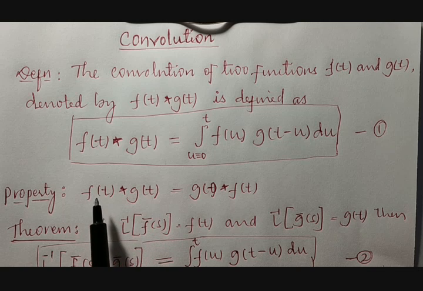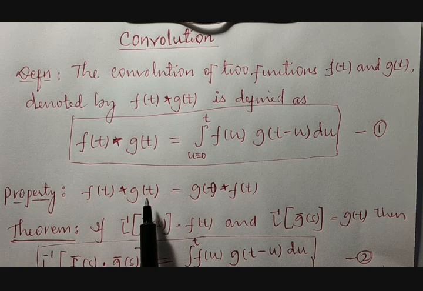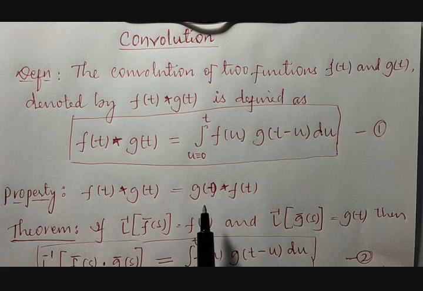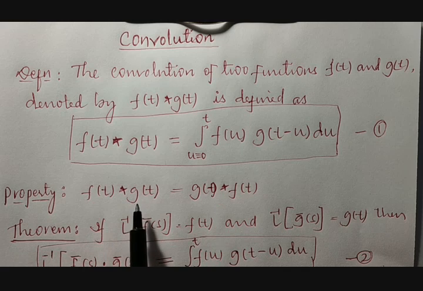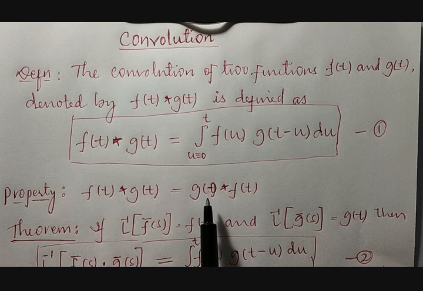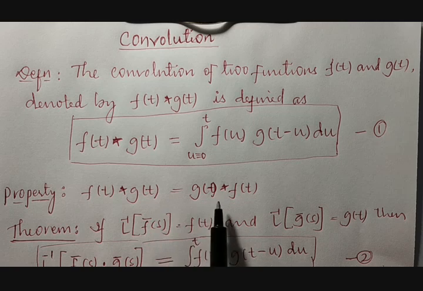There is a property for this convolution function. It says that a convolution between f of t and g of t will be equal to a convolution between g of t and f of t. Means if you take f of t as the first function and g of t as the second function, and also calculate the convolution with g of t as the first and f of t as the second, the result will remain the same. It is something like a plus b is equal to b plus a.